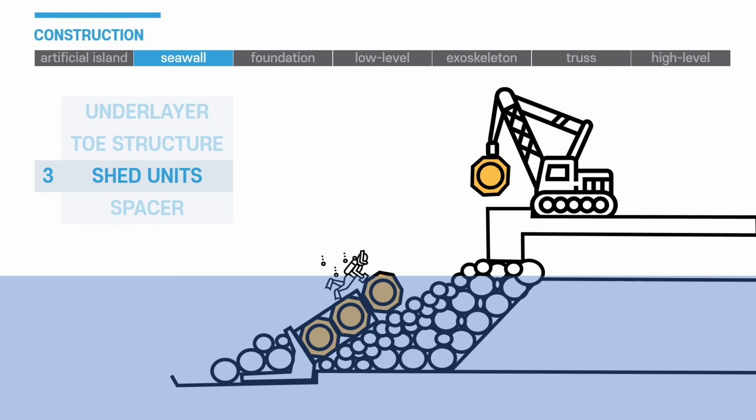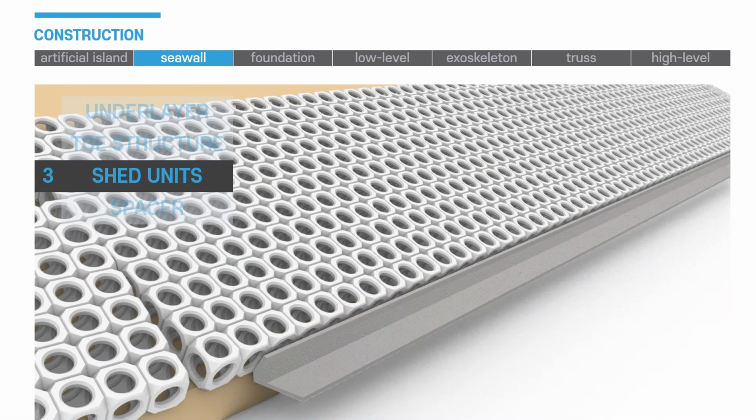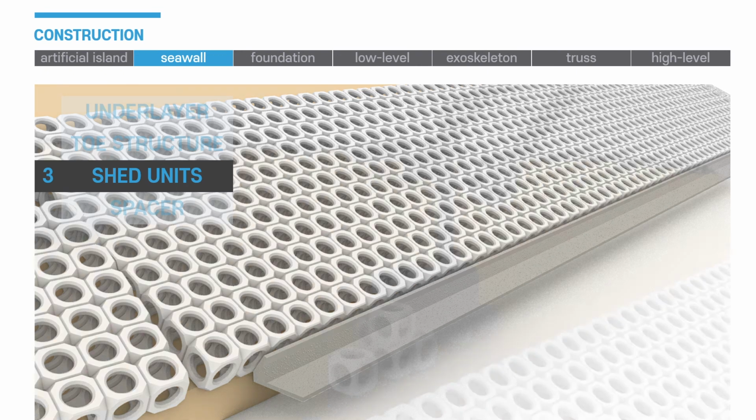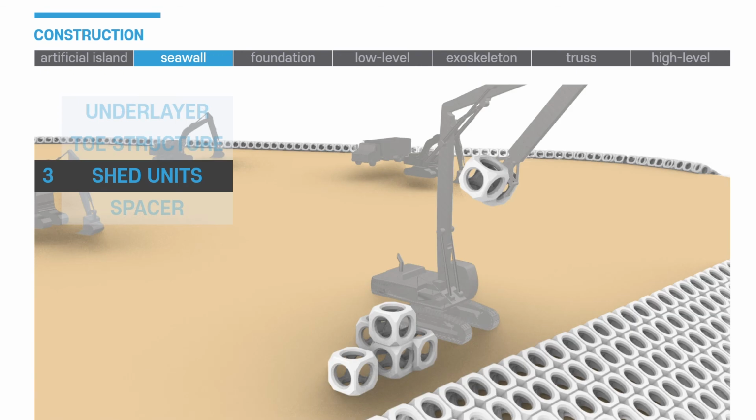Cranes are used to move the shed units, and the final placement by divers is required for the precise installation. The units are placed in a regular pattern forming a single layer. A total of 3,370 units were used to cover every side of the artificial island.